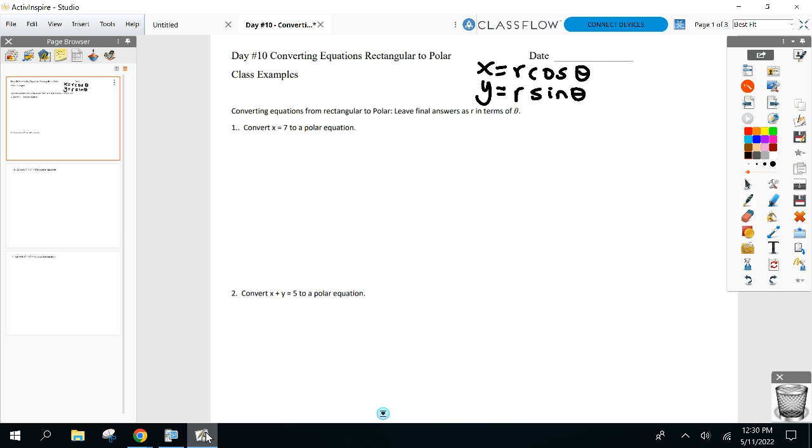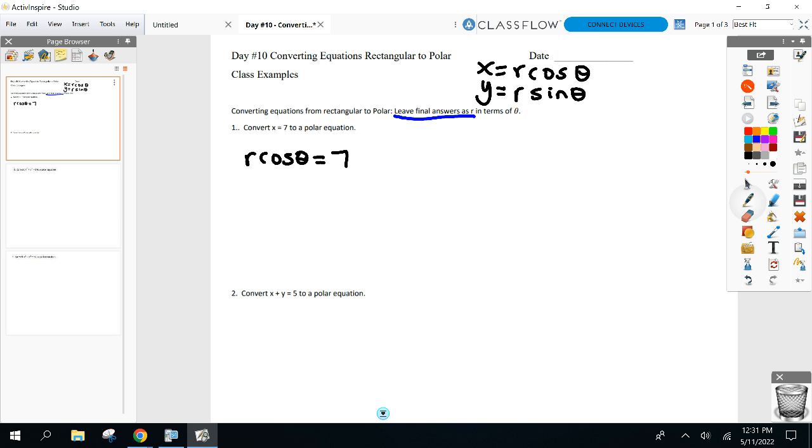Everyone sees an x? What's x equal to? r cosine theta. Substitute it in. Write it down. Substitute it in for x. r cosine theta equals 7. Here's the part you've got to worry about, and it's in the directions. Leave final answers as r equals. So that's not going to cut it. I need r by itself. r equals something on the other side.